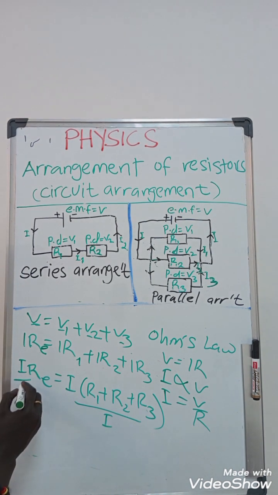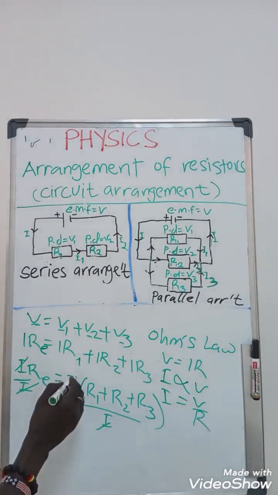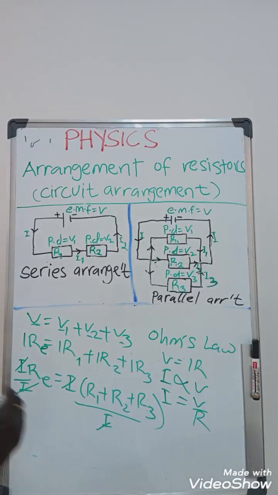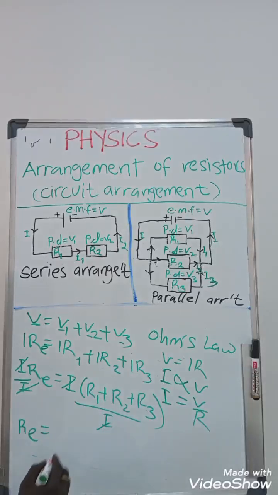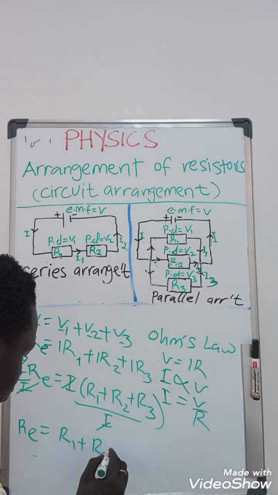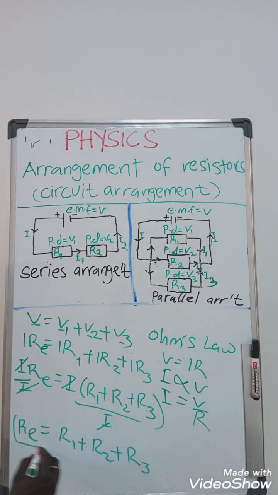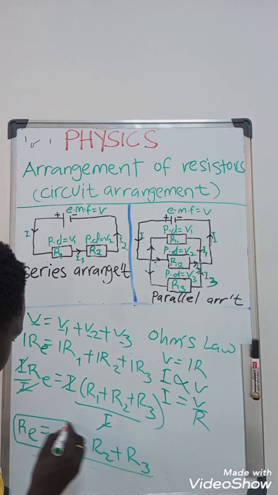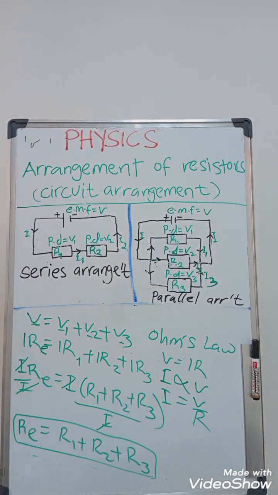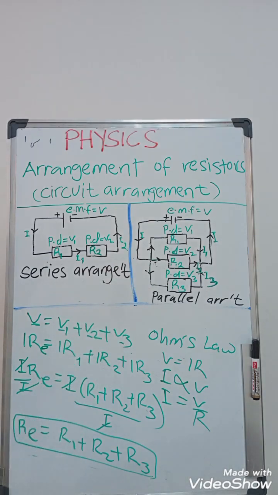I goes with I. We are going to remain with R_E. It's equal to R1 plus R2 plus R3. This is our equation. This is the equation for series arrangement.